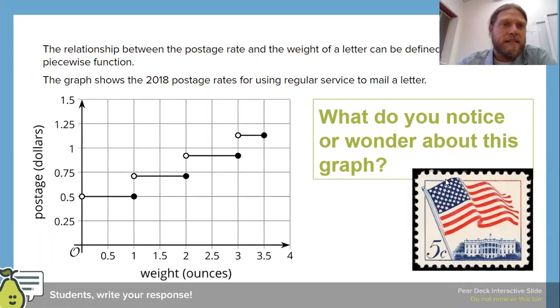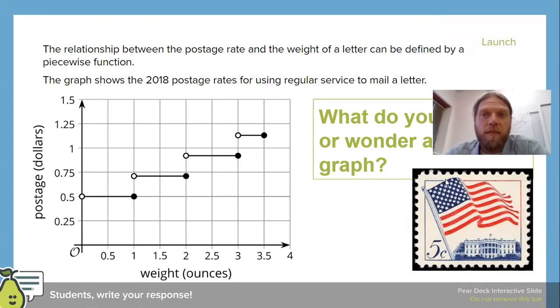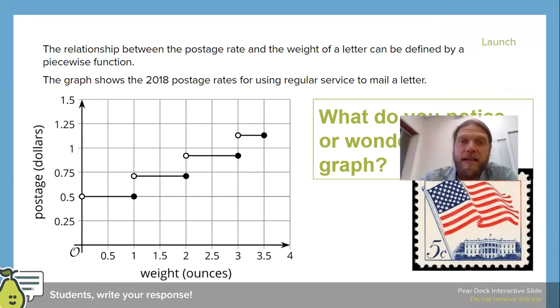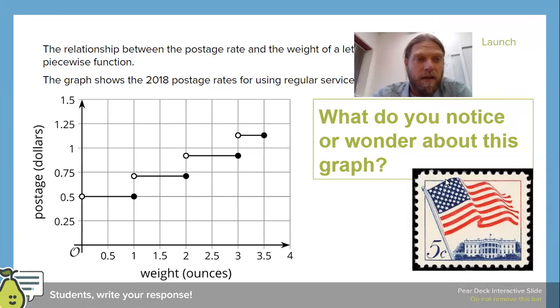So let's keep on going with this. It says the relationship between postage rate and the weight of a letter can be defined by a piecewise function. The graph shows the 2018 postage rates for using regular surface to mail a letter. We're looking at the relationship between postage rate and the weight of a letter. If it's between $0 and $1, you'll notice it's 50 cents. And then between $1 and $2, it means that it is $2. So let's go ahead and check out a couple problems right off of this.